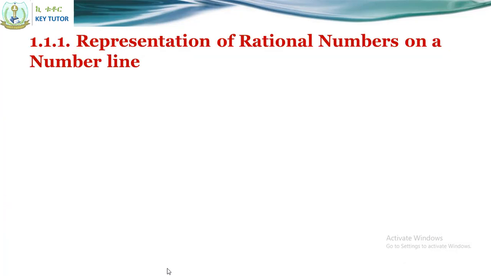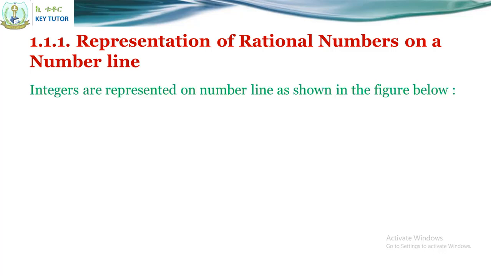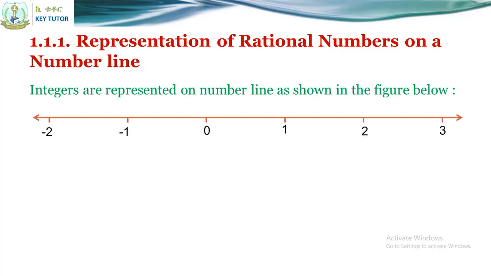Now the next topic we want to see is the representation of rational numbers on a number line. This is how you represent integers on a number line. You label at certain equal distances from the right and left of 0, positive integers to the right and negative integers to the left. Make sure that these integers are distributed at equal distances. That gives us the scaling of the number line.